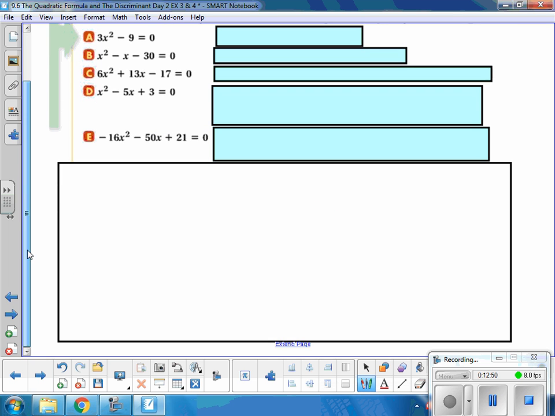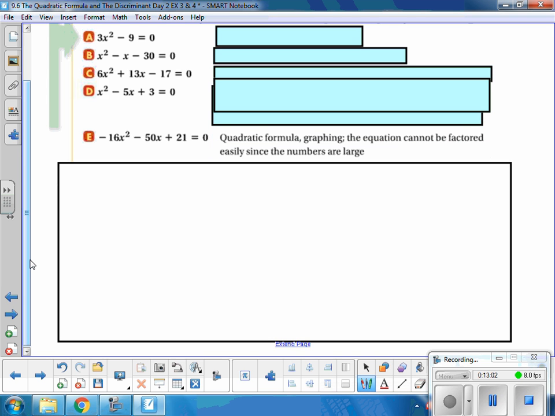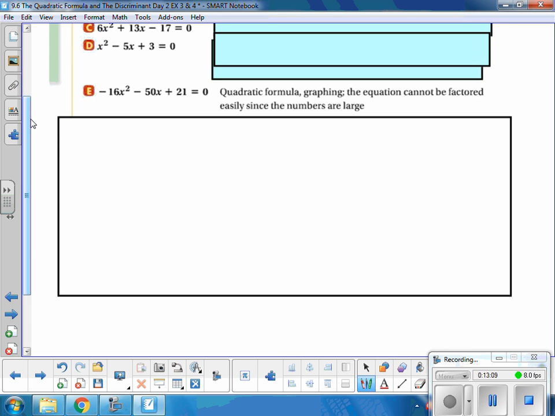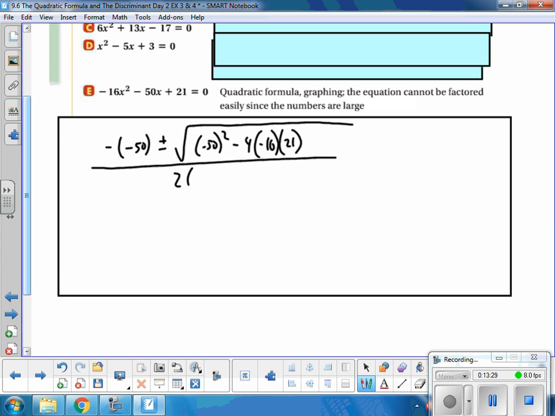Ooh, another one. Goody. All right, let's take a look at this guy. So negative 16 and 21. This one's a tricky one to factor, so I would use the quadratic formula to work this out. This one had some big numbers on it. So negative b, plus or minus the square root of b squared minus 4 times a times c, divided by 2 times my a term.